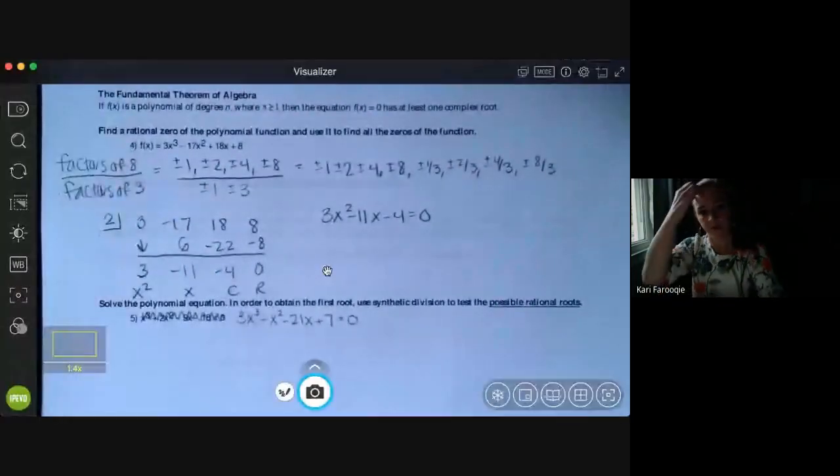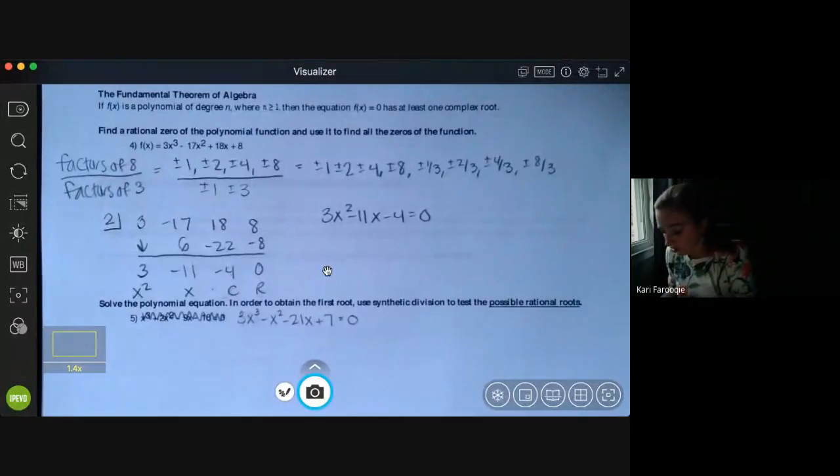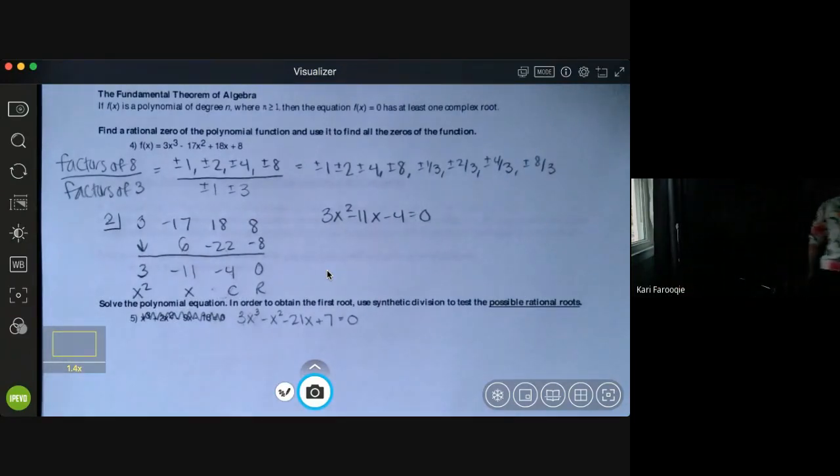Wonderful. All right, so now we're just going to solve this equation. You guys go ahead and do that. Figure out what your last 2 zeros are. I'm going to turn up my lights in here. It's getting to be that time.